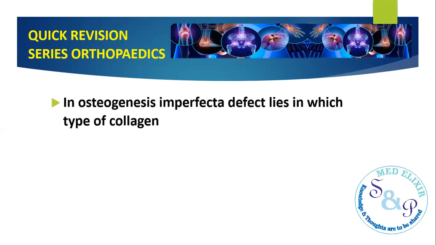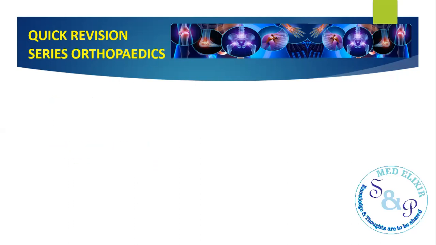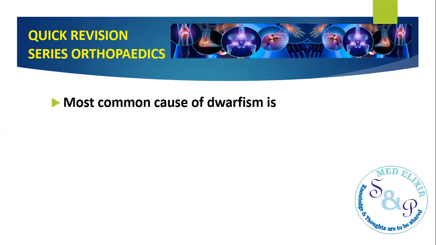In osteogenesis imperfecta, defect lies in which type of collagen? Type 1 collagen. Most common cause of dwarfism is achondroplasia. Achondroplasia is autosomal dominant. The person looks like jokers. It occurs due to early epiphyseal closure.